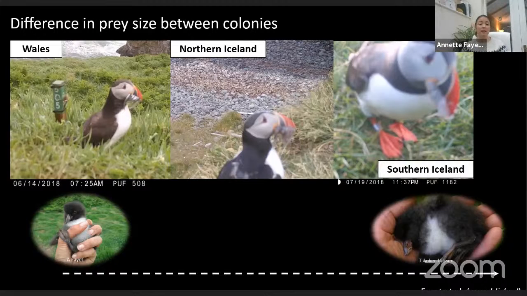And so what that means is that not only are the chicks getting fed less often because the birds have to go to feed far, but they also don't get fed with nutritious prey, because these tiny sand eels and this tiny fish larvae are not very nutritious. That means that on a colony like Skomer, you have plump and healthy pufflings, which have high chances of survival. Whereas in Norway and Iceland, we just kept finding dead chicks after dead chicks, just starved.